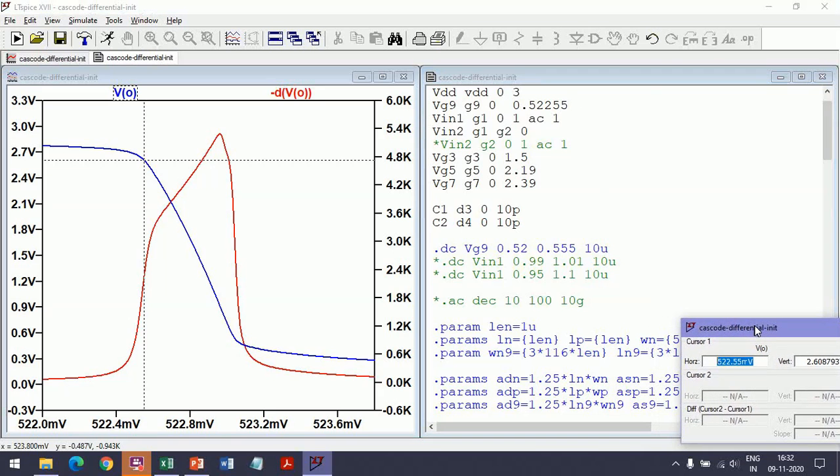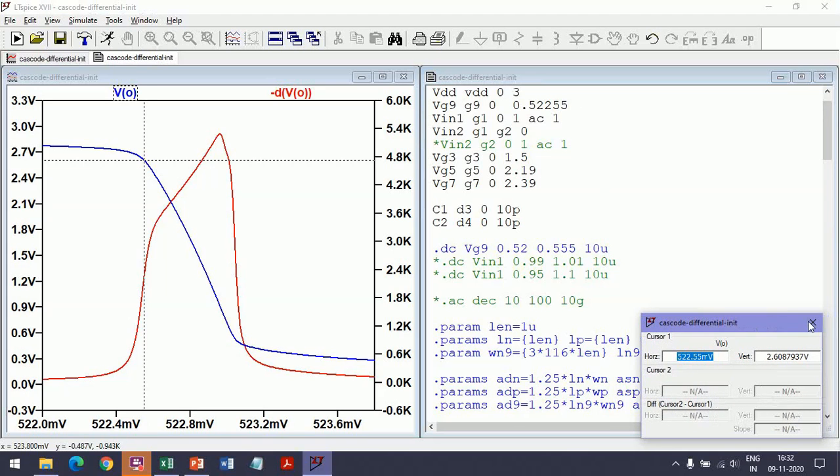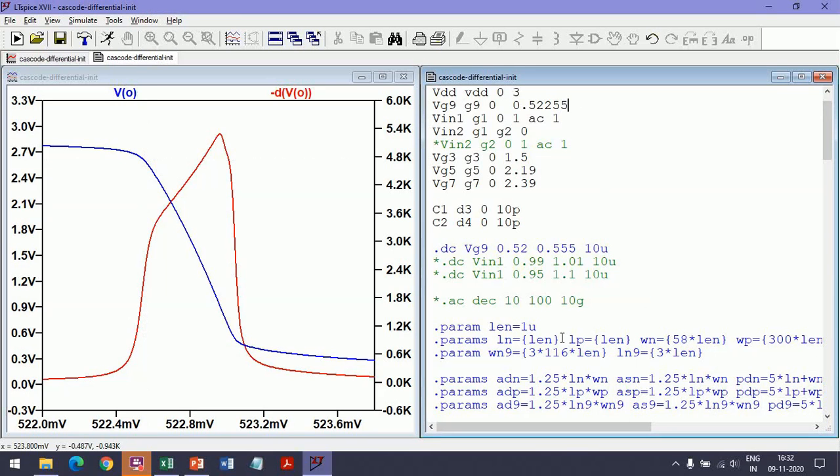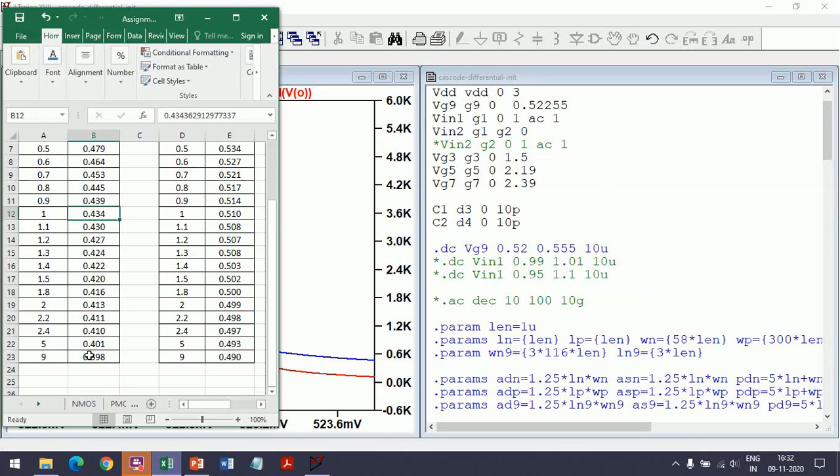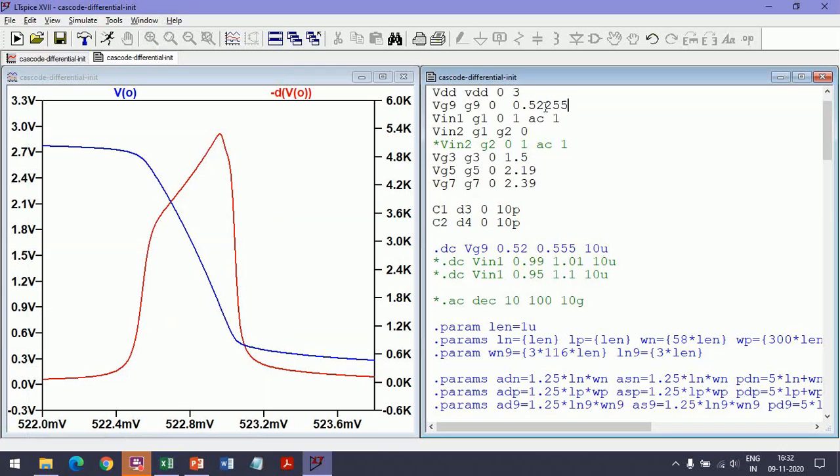So now the length is 3 micron, right? Ln9 is 3 times the length, so 3 micron. So what is the threshold voltage of an NMOS at 3 micron? I don't have it here. We didn't do this in the first assignment, but it's clearly between 0.41 and 0.44 volts. So any gate voltage above 0.51 will ensure that M9 has an overdrive of 0.1 volt. So 0.51, this is 0.52, so we are safe. This is a good enough gate VG9.